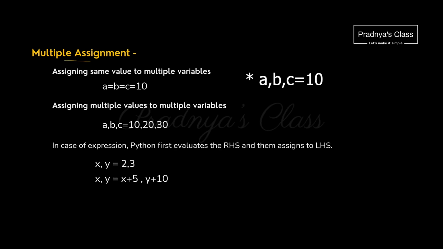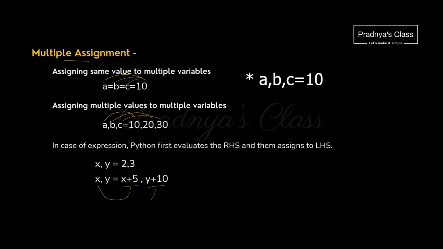If you want to assign the same value to multiple variables, we can write like this. 10 is assigned to A, B and C. We can even assign different values to multiple variables. 10 is getting assigned to A, 20 is getting assigned to B and 30 is getting assigned to C. We can even write expressions on the right hand side.